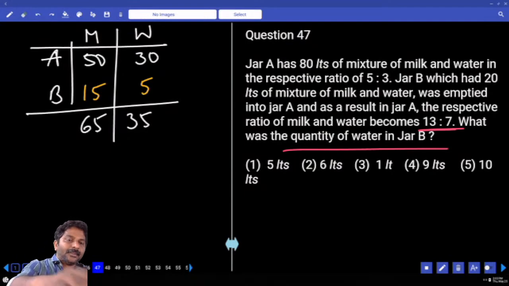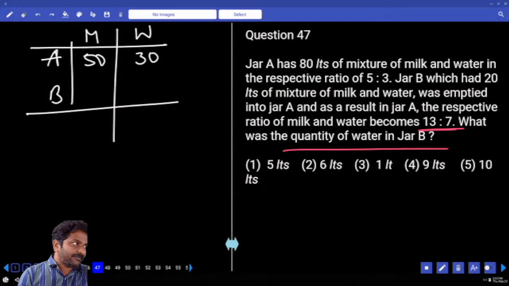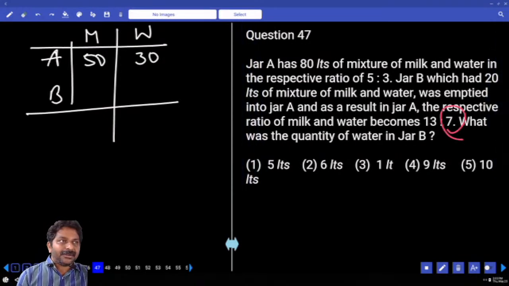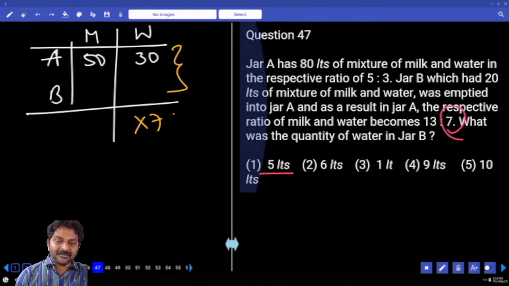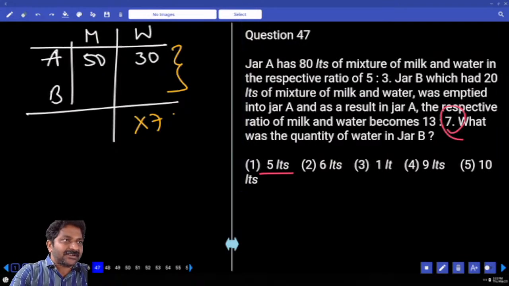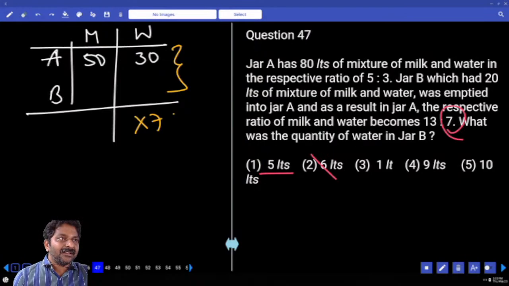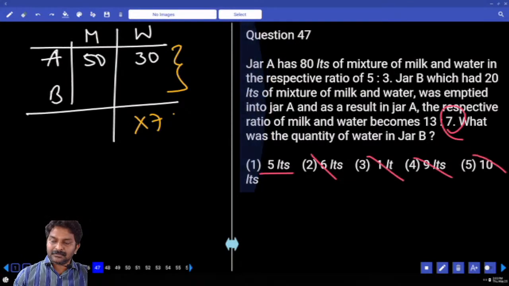Basically after writing this quantity you are done. 50 and 30. What is the total milk water component? Come on. That means both must be together a multiple of 7, right? First option, how much is that? If you add 5 liters to 30, will that be a multiple of 7? Second option, if 6 added. Third option, 1 added, 9 added, 10 added.